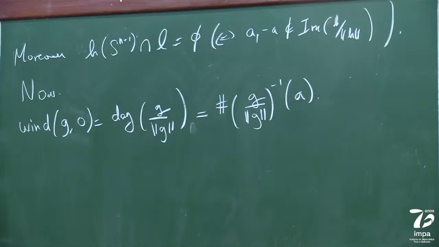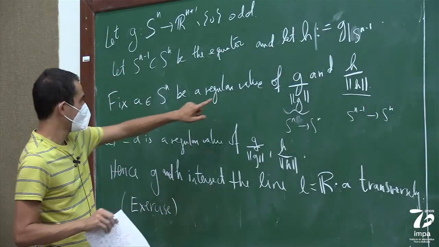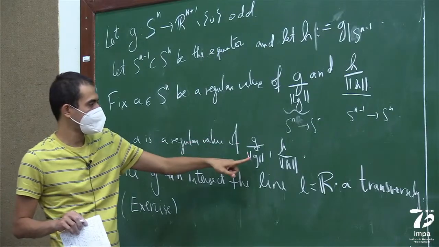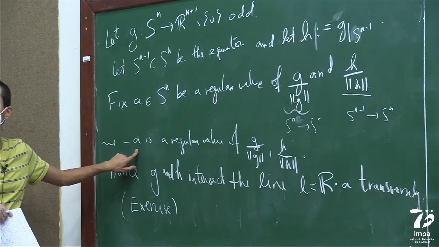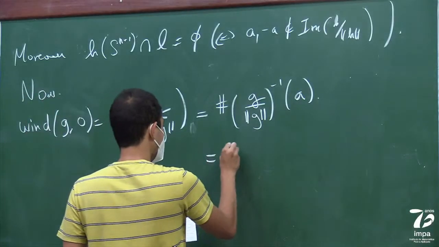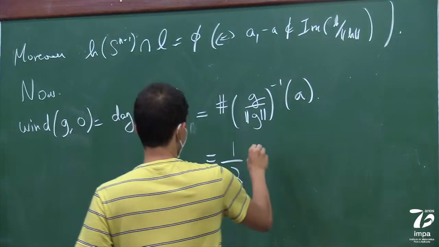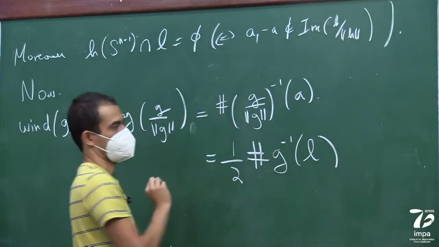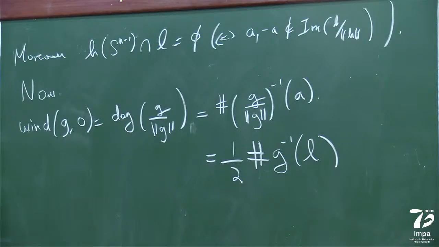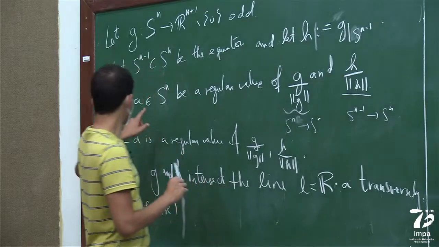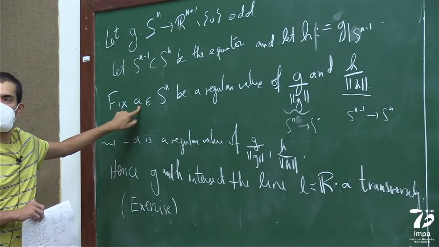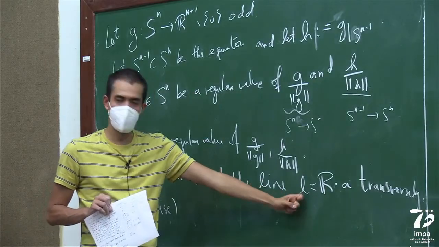And now I'm going to use the fact that g is odd again. So basically, the number of preimages of A is going to be twice as many as the number of preimages of g over norm of g of A. So this is basically 1/2 of the number of the intersection of g with L. That's the fact, basically because g over norm of g intersects A exactly the same number of times that g intersects the positive part of this line.